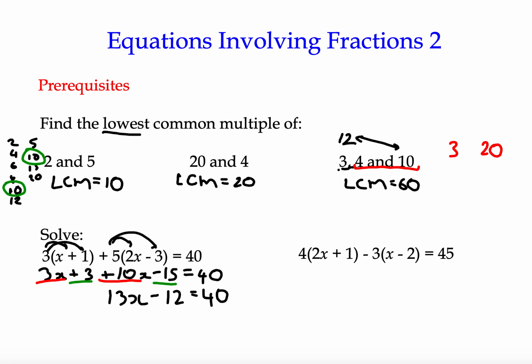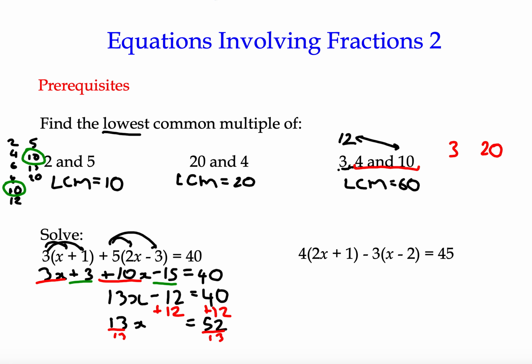Then I can solve this basic linear equation. 13x minus 12 equals 40. I can get rid of the minus 12 by adding 12 to both sides. Can balance that up, which gives me 13x is equal to 52. And then I can divide both sides by 13.